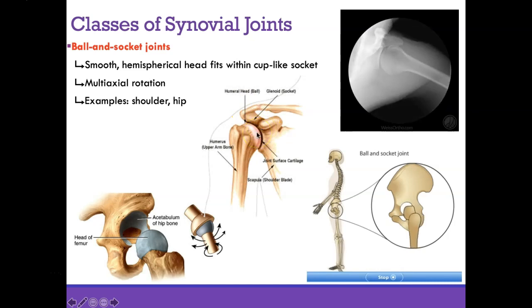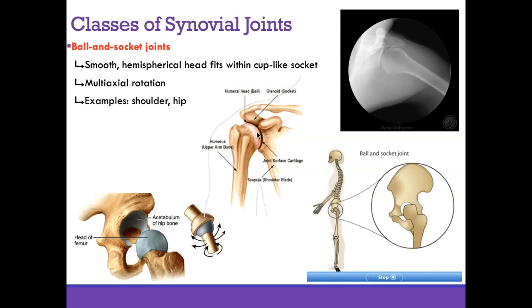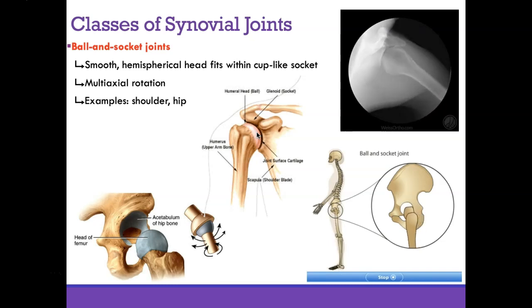So this allows for multi-axial rotation. You could rotate in multiple axes, right? You could try this right now. You can move your shoulder forward. You can move your shoulder back. You should be doing this now. You can move your shoulder to the right, and you can move it back towards your body. You can also rotate it. You can roll your shoulders around. Right, so everyone roll your shoulders around. That is a ball and socket joint.